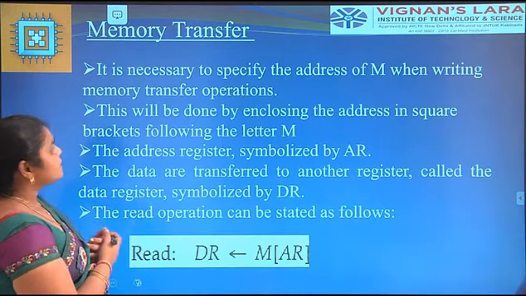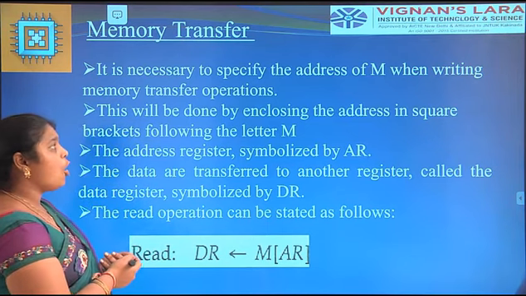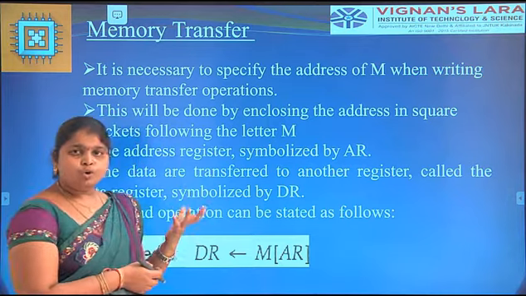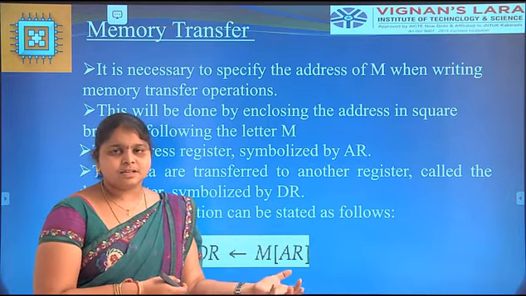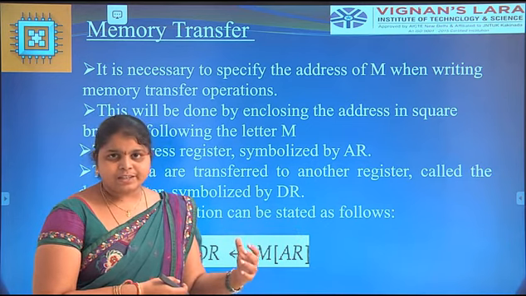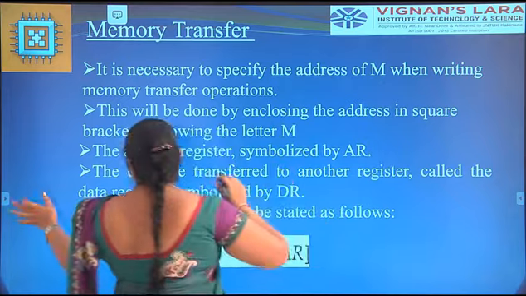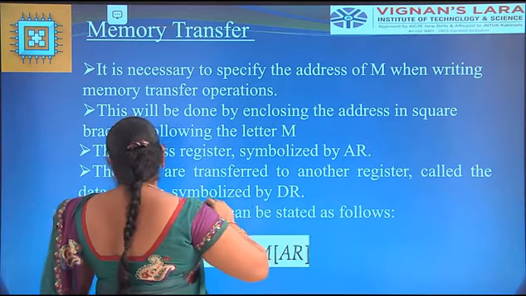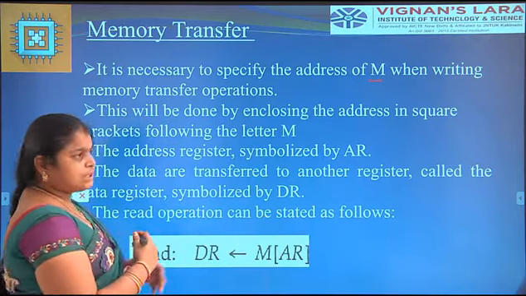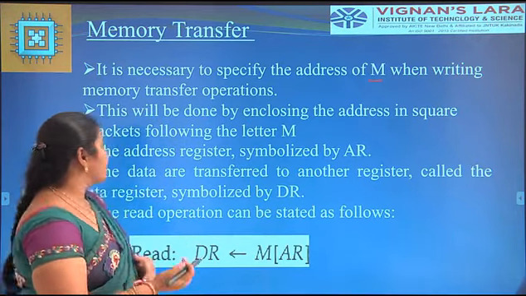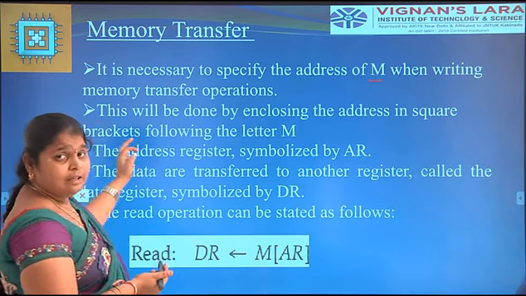Okay, next. It is necessary to specify the M when writing a memory transfer operation. We have to know, in a transfer from one register to another register, at which address we have to transfer the information. That is represented by the memory word. Memory word means address. It is a symbolic representation of the memory word, the address to which we have to transfer the information. This will be done by enclosing the address in a space.